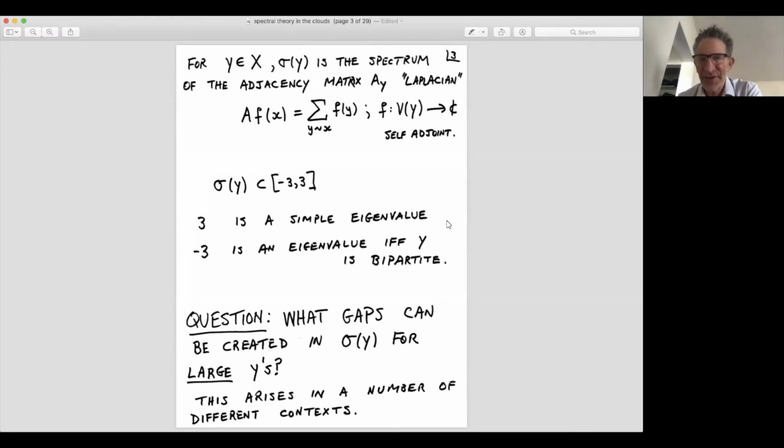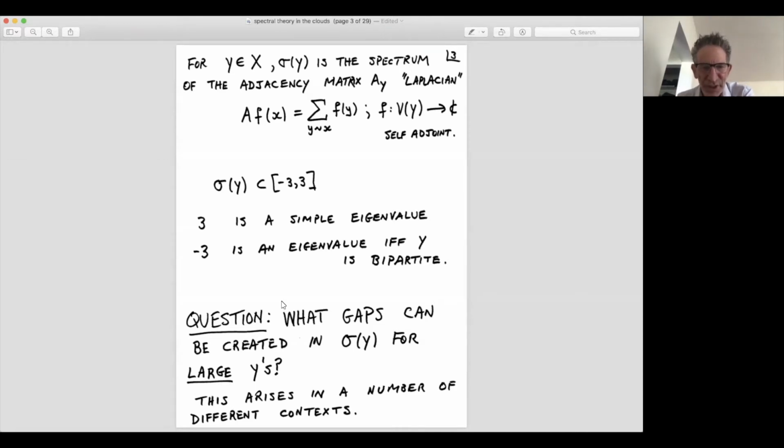It's a simple eigenvalue because I assume that the graphs are connected. And it's a simple exercise that -3 is an eigenvalue of Y, a 3-regular graph, if and only if the graph is bipartite. That is, it can be partitioned into 2 equal subsets and all the edges run between the sets and not within the sets. So these are very easy remarks. And then we want to understand what the spectrum can look like. It lies between -3 and 3, trivially. And how can you prescribe the spectrum, where it may lie, if Y gets large?